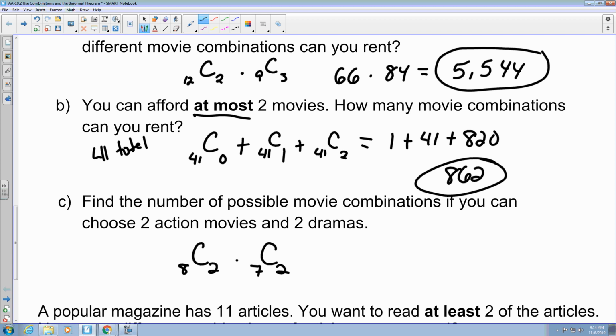So when you do all the math, the combination of 8 and 2 gets us a value of 28, times the combination of 7 and 2, which gets us a result of 21. Multiply 28 times 21, you get 588.